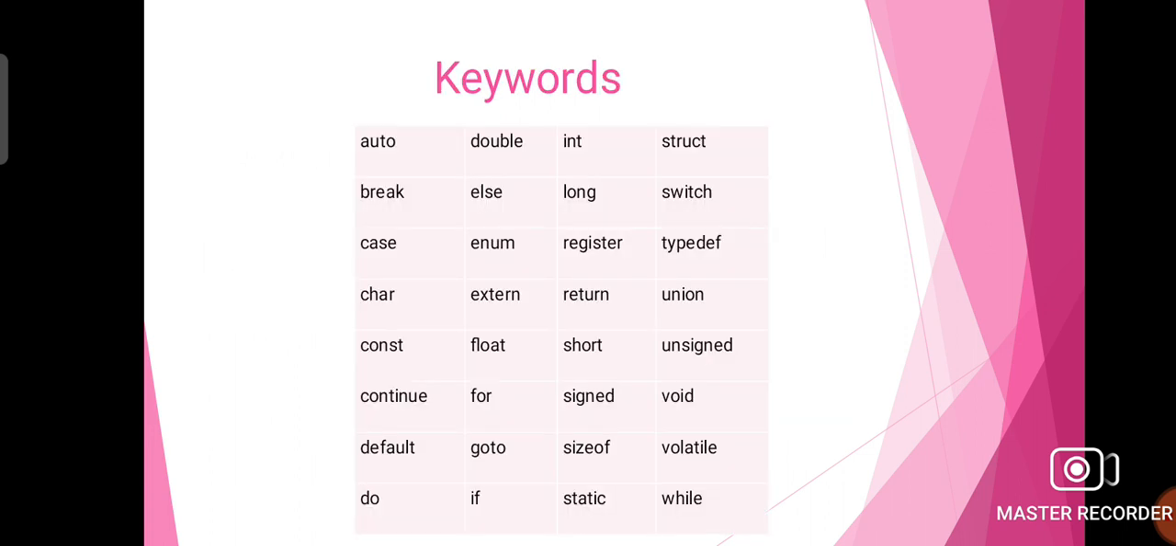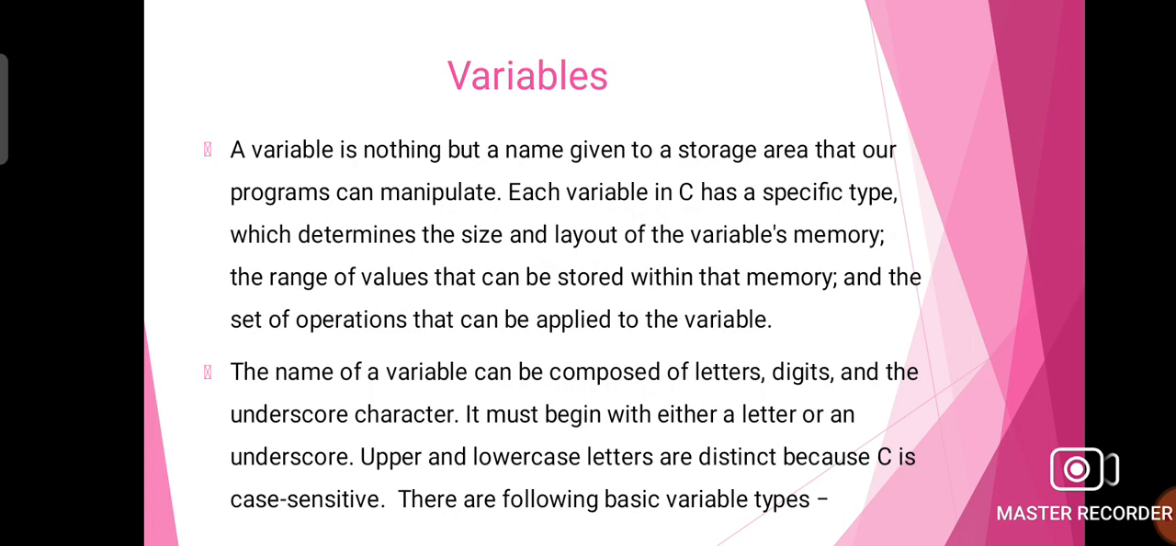These are some of the keywords in C programming, like break, auto, int, case, char, continue. So these are predefined words which have some meaning in our programming language. And let us see about the variable. A variable is the name given to the identifier.